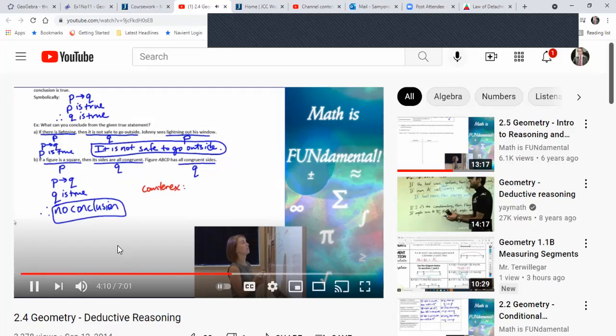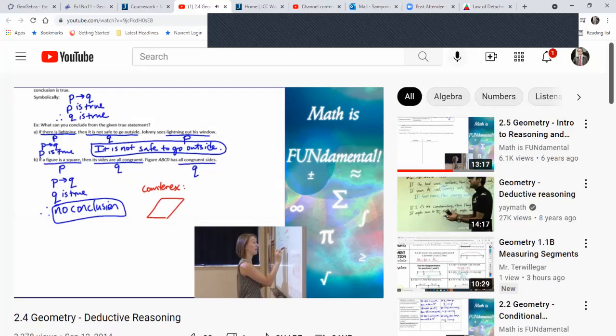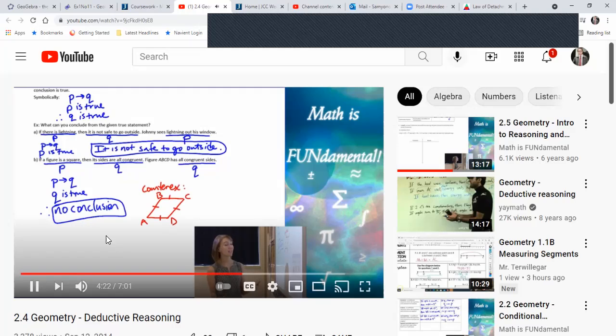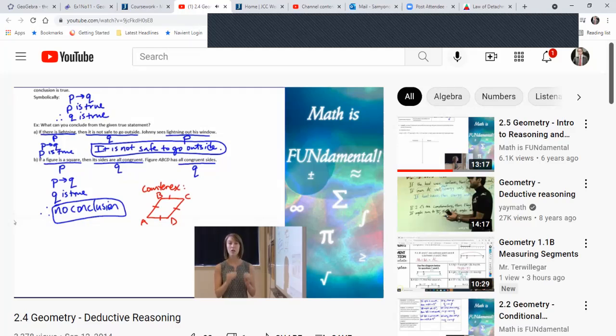So counterexample, if I have ABCD with all congruent sides, it doesn't have to be a square. It could be what we call a rhombus. So just because the conclusion that it has all congruent sides was true, it doesn't mean that it has to be a square. So be really careful. Make sure that the ordering goes exactly as the law of detachment states.